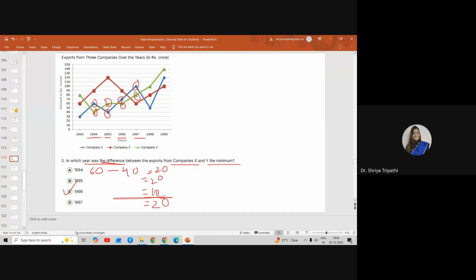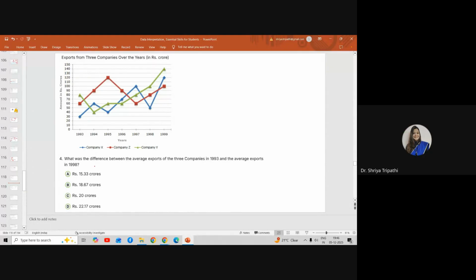Then it reached 10, and here 10 means 70 minus 60, these 2 points. Can you see the cursor? Then again it went to 20. So minimum is 10. Got it? Here they're asking what was the minimum export. Minimum is 10, which was 96. Understood, everyone? Shall we proceed?